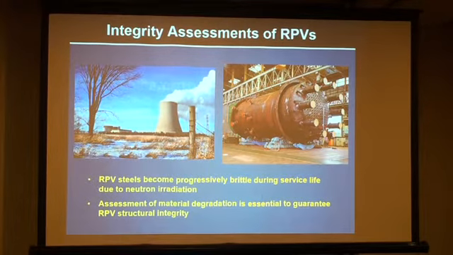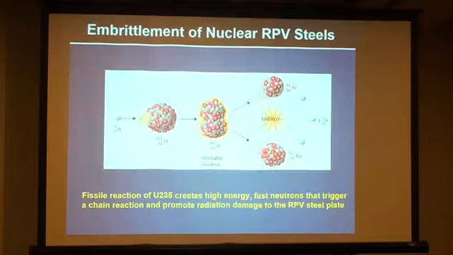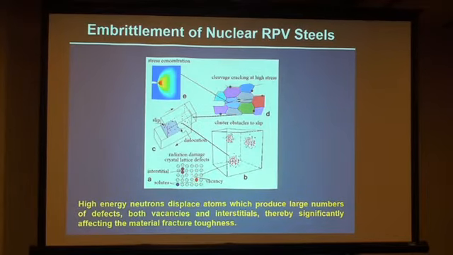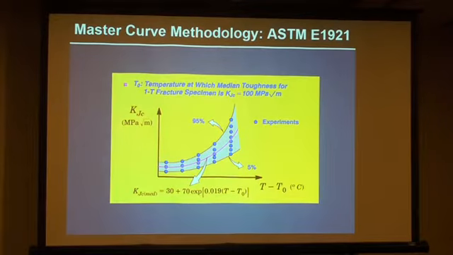So very simply, the motivation is to assess the material degradation in reactor pressure vessels. Usually the degradation is caused by fast neutrons from the fission reaction. The fast neutrons will cause a large number of defects, which will eventually cause a reduction in fracture toughness. So probably the most widely used procedure to evaluate the material degradation is the master curve.